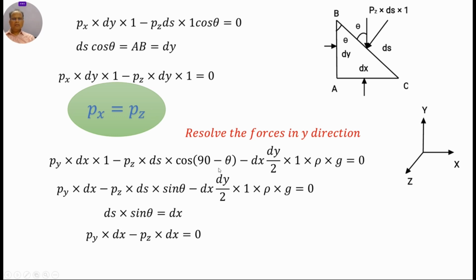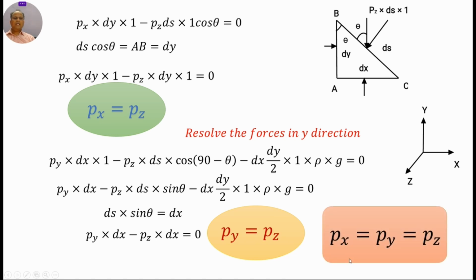The mass of the fluid element is very small, so we'll neglect this force here. The remaining equation is Py into dx minus Pz into dx is equal to 0. Again dx and dx cancel out. So from here we find Py is equal to Pz. If I combine both these expressions, Px is equal to Pz and Pz is equal to Py. So finally we can say Px is equal to Py is equal to Pz.